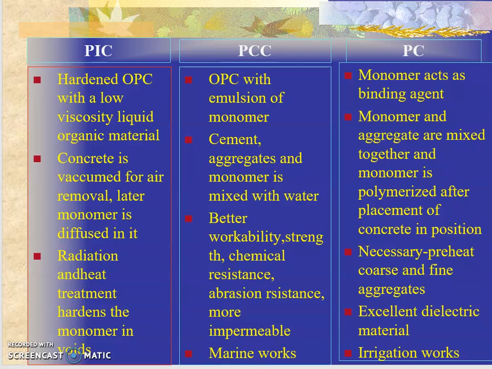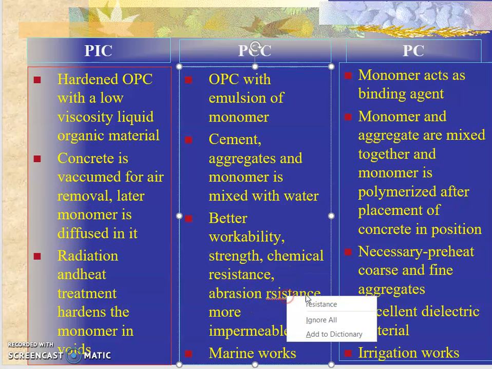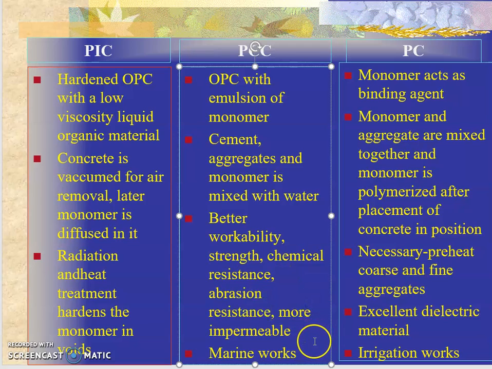Earlier, what was happening? You were making a hardened concrete and then you were adding the monomer. Over here, monomer is used as one of the admixtures. Okay, so you add it in there. Now because of this, what usually happens? You get better strength, better chemical resistance, better abrasion resistance. Okay, it's more impermeable. That's why it finds its application in a lot of marine works.